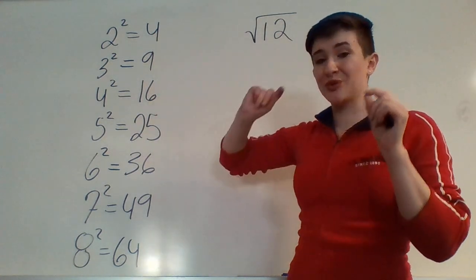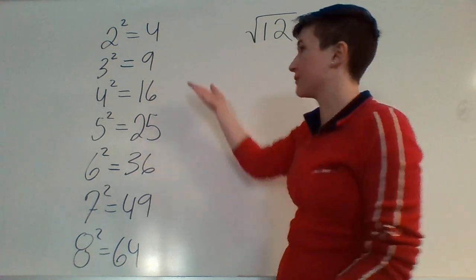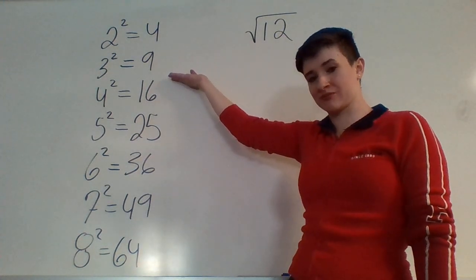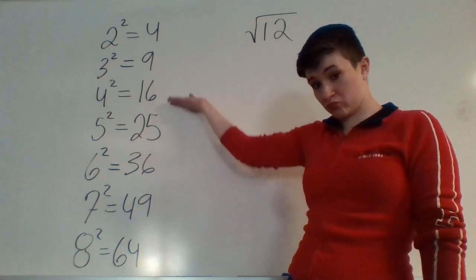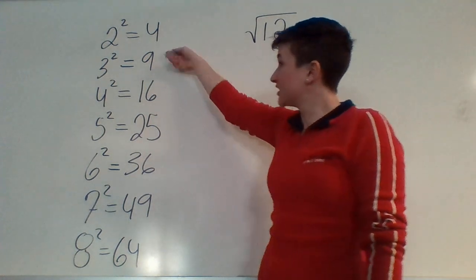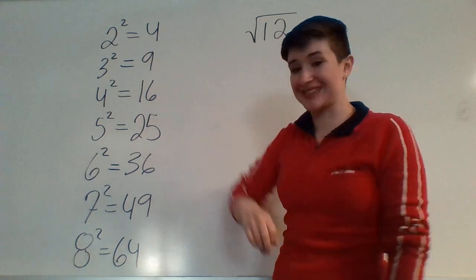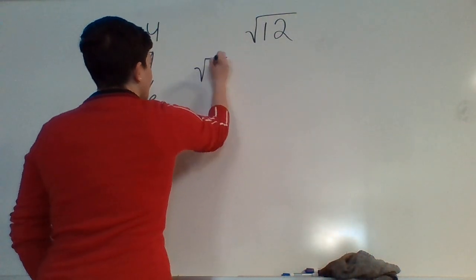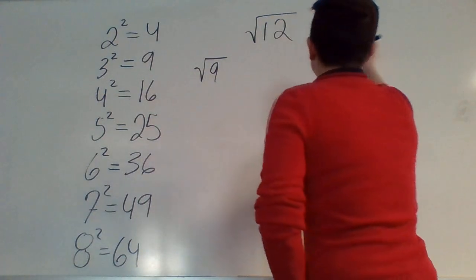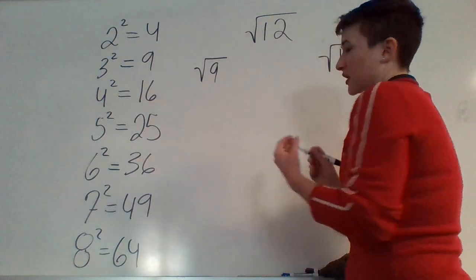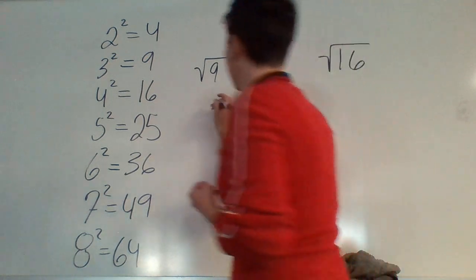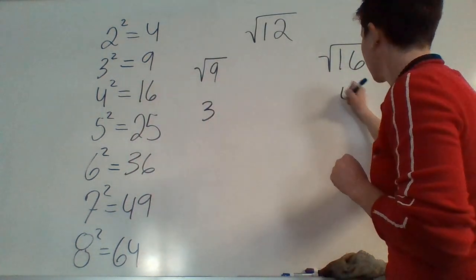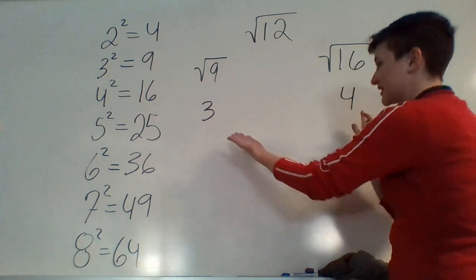You're going to choose the 2 perfect squares it lies between. So, look on your list. What 2 perfect squares does 12 lie between? Hopefully you said these 2. 12 goes between 9 and 16, right? So we know that square root of 9 is on this side, square root of 16 is on this side. Now what is the square root of 9? 3. What is the square root of 16? 4. So the square root of 12 is going to lie somewhere in between.